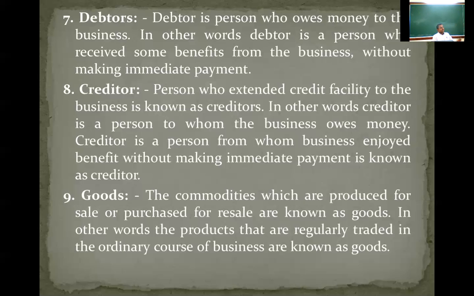Who is a creditor? A creditor is a person who extended financial assistance, or you can say a creditor is a person who had provided credit assistance to the firm, or who extended credit facility to the firm. That particular person is called a creditor. He is a person from whom the business has taken certain benefits without making immediate payment. That person is called a creditor.